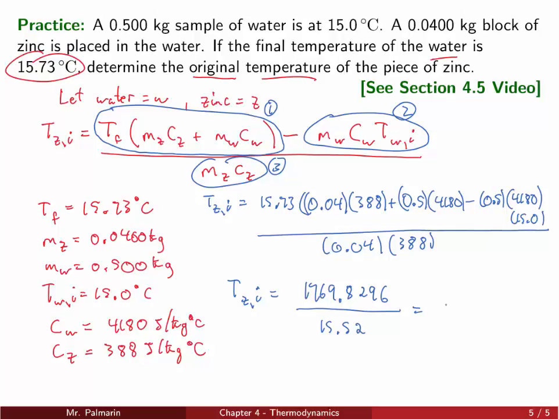We get 114. We are to, let's see, 3 significant figures here. 114 degrees Celsius was the initial temperature of zinc. And that's it. That's what you have.